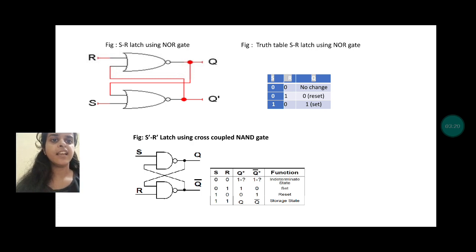In NAND, we can see the below figure. It is an SR latch using cross-coupled NAND gates. The truth table is: if we give 0, 0 for S and R, it will give the indeterminate state. If we give S and R as 0 and 1, it will give the set operation. If S is 1, R is 0, then it will give the reset operation. If we give both 1 and 1, it is the storage state.